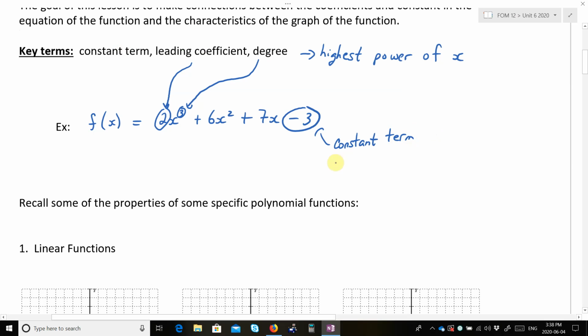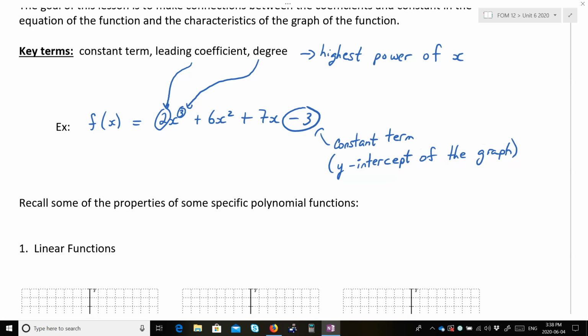The thing about the constant term is it always ends up being the y-intercept of the graph. That's true for polynomial functions: the constant term ends up being the y-intercept of the graph.